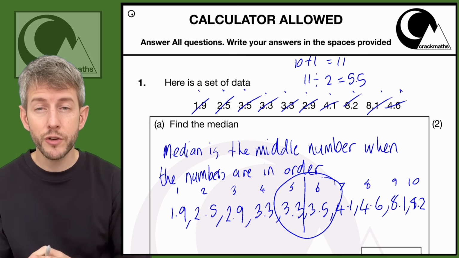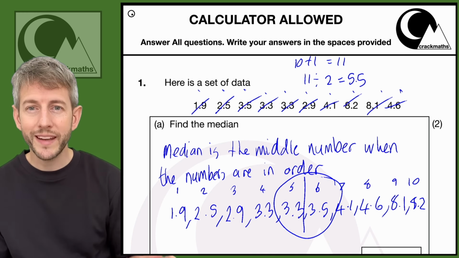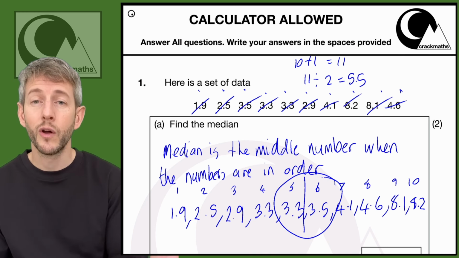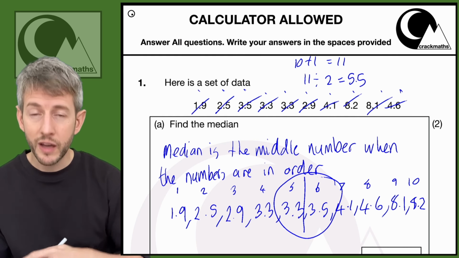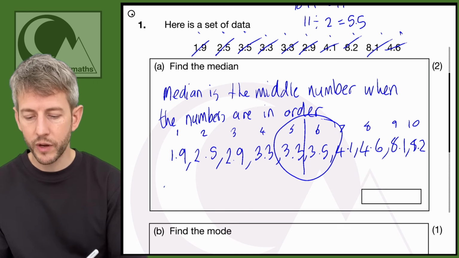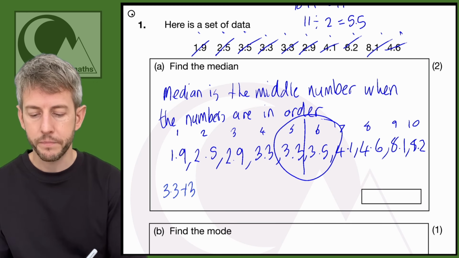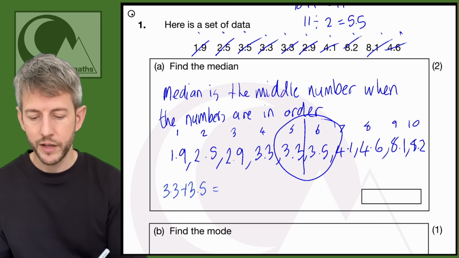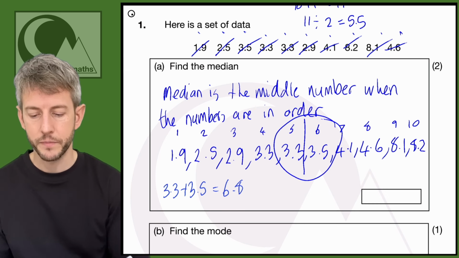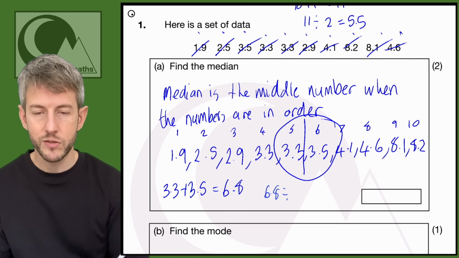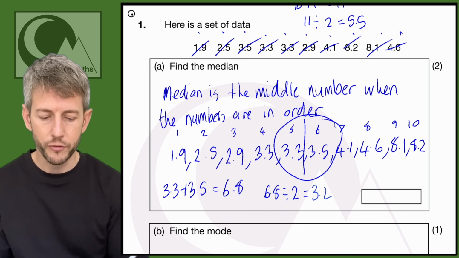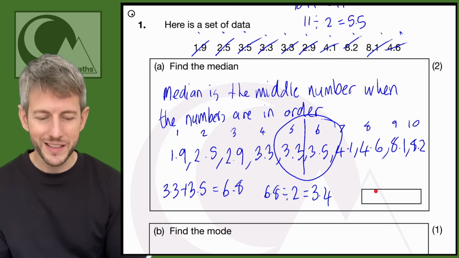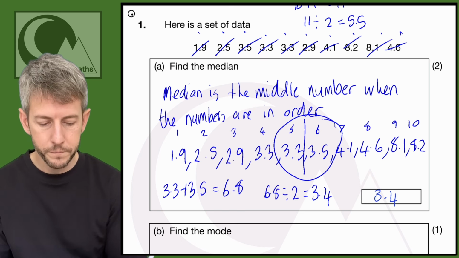Now, if there's two numbers in the middle, we then need to find the middle of those two. And the way that we do that is we add them together and then divide it by 2. So I'm now going to do 3.3 add 3.5 equals 6.8. And then 6.8 divided by 2 equals 3.4. Okay, so there we go. That's the first question done, 3.4.